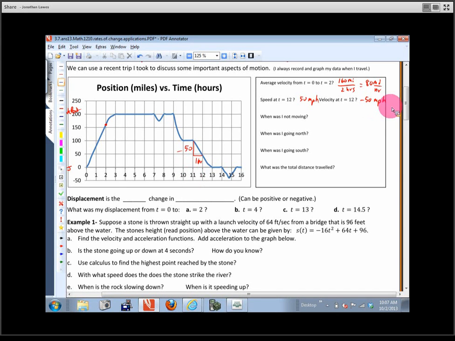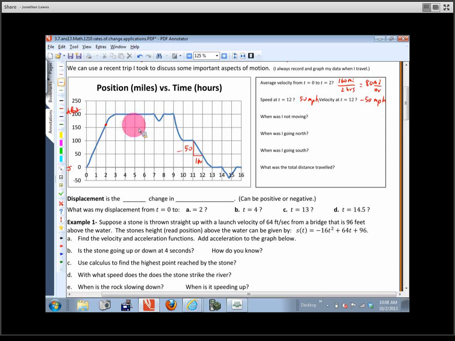Then let's think about this for just a second. This is a position function. And the next question is, when was I not moving? When was I not moving? And how can you tell? When it flattens out, right?